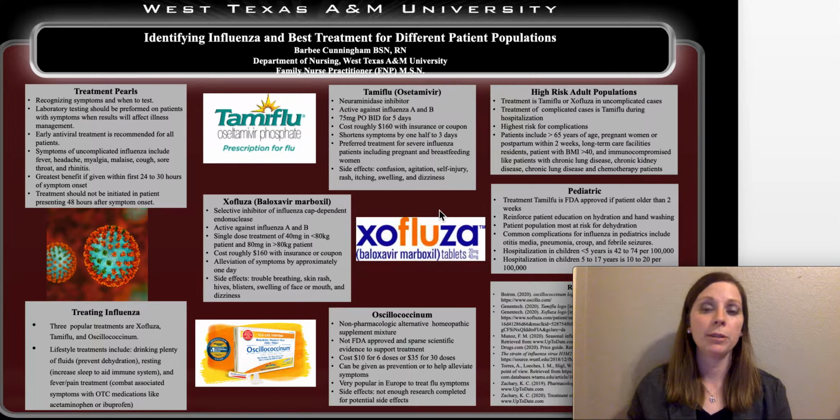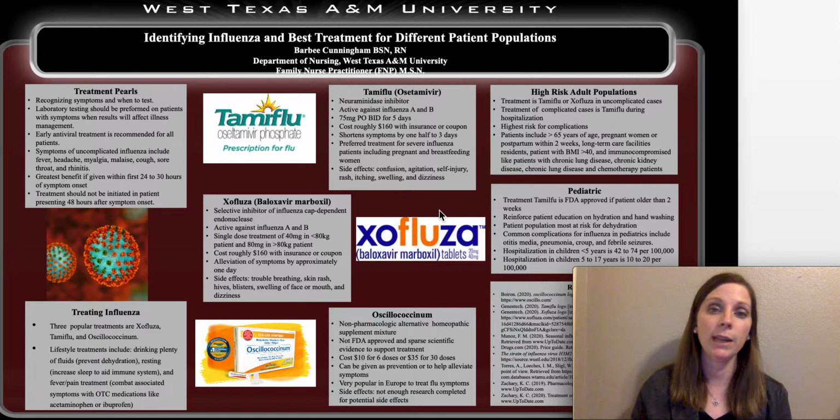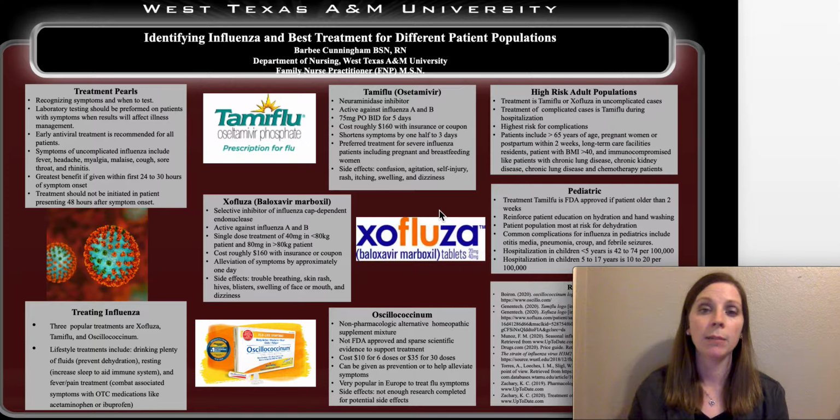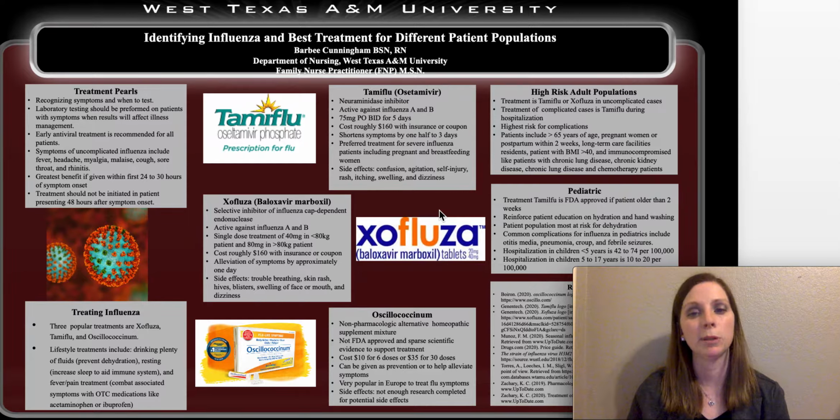The high-risk patient populations include patients over the age of 65, pregnant women or women breastfeeding or postpartum women within 2 weeks, long-term care facility residents, patients with a BMI greater than 40, immunocompromised patients, and patients with chronic lung disease, chronic kidney disease, chronic heart disease, and chemotherapy patients. They can be treated with Tamiflu or Xofluza in uncomplicated cases, but in complicated cases, Tamiflu is the treatment of choice, especially when they're in the hospital.